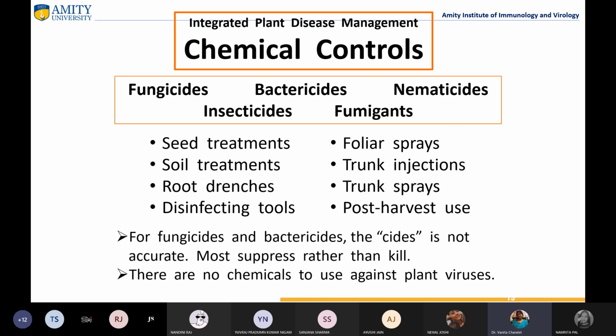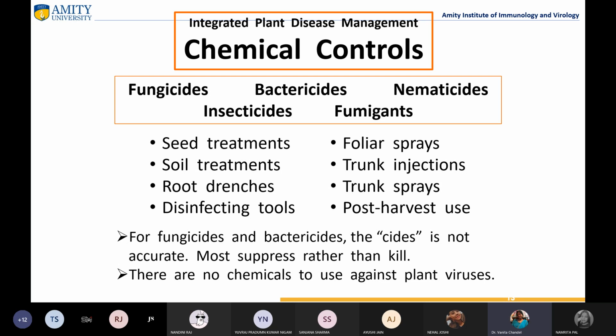Then chemical control. In chemical control, apart from virucides, you will find everything. You'll find fungicides, bactericides, nematicides, insecticides and fumigants. Fumigants are chemicals that generate fumes to kill the pathogen or vectors around the area. We use fumigation for mosquitoes also, during the rainy season. So these are the fumigants.